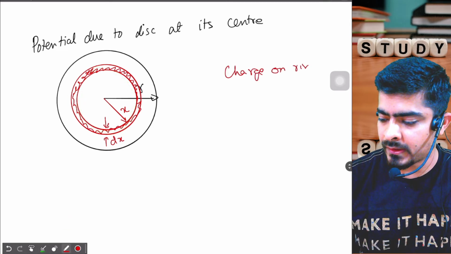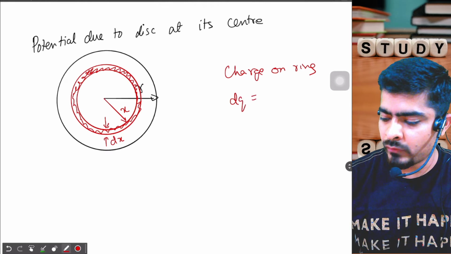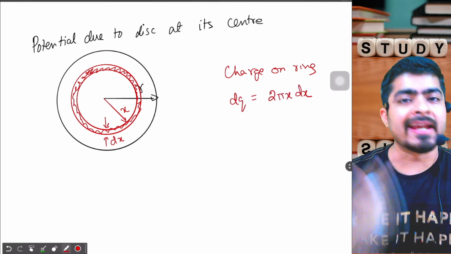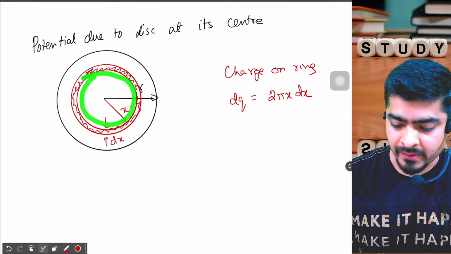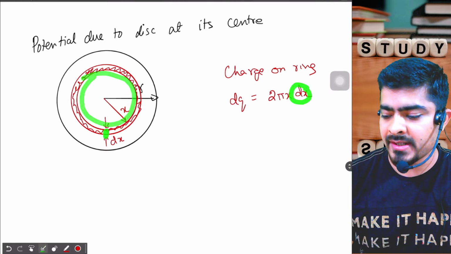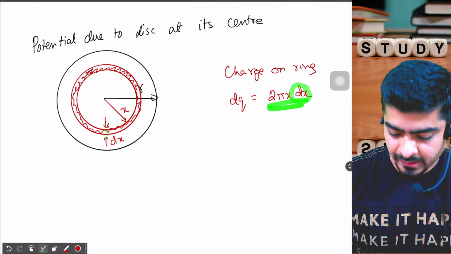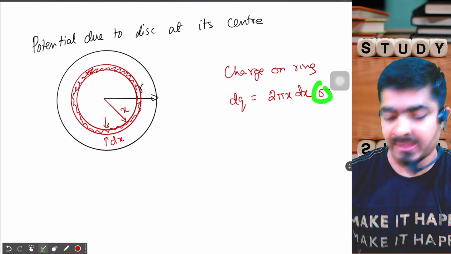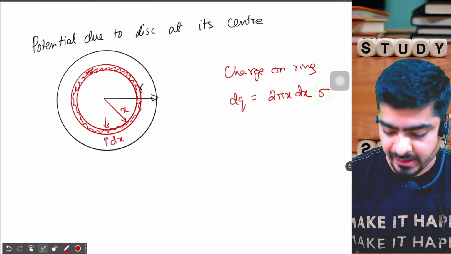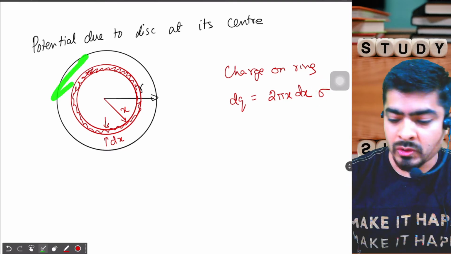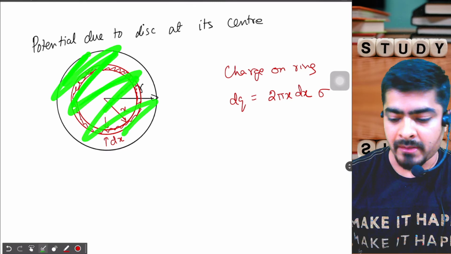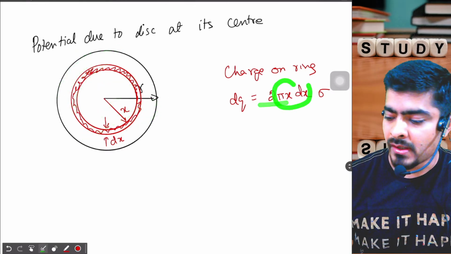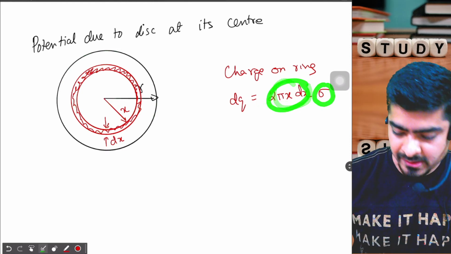Charge on the ring dq will be 2 pi x dx, where 2 pi x is the circumference and dx is its thickness, so this is the area of the ring, multiplied by sigma. What is sigma? Charge density, charge per unit area: the total charge on the disk divided by the total area of the disk. So charge per unit area multiplied by area is dq.